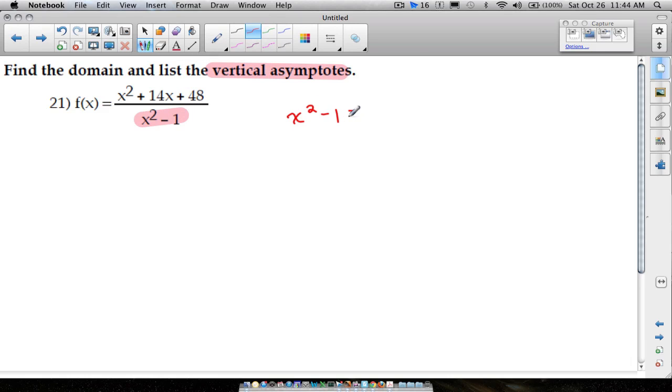X squared minus 1 is equal to 0. Solving this equation, there's 2 ways you can do it. I'm going to factor a difference of squares.